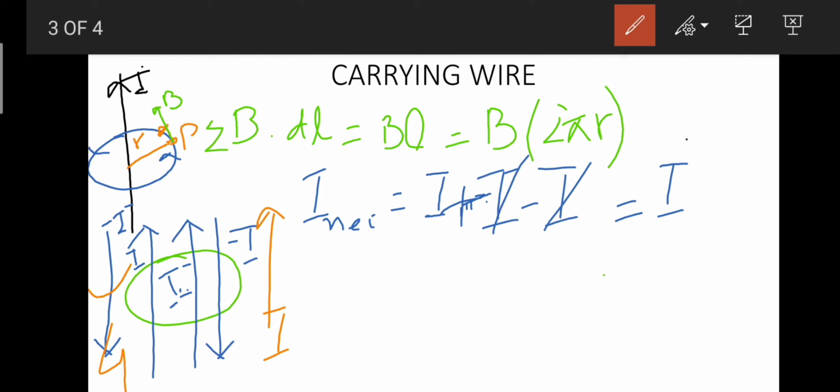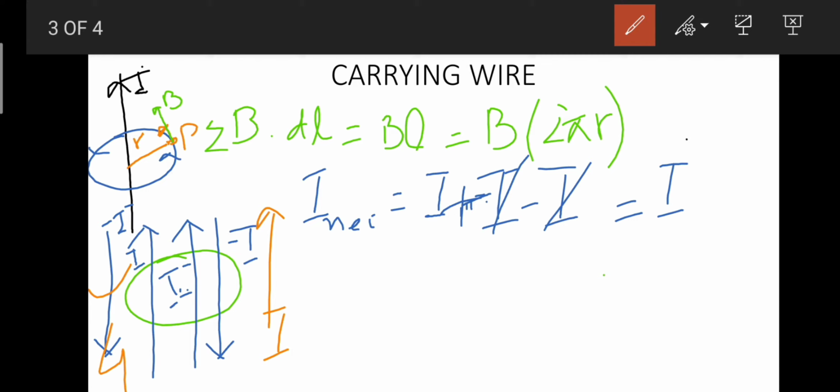So overall, these three wires are going to make the net current effect, and two of them are in the same direction, one is in the opposite direction. So ultimately, the I net would be equal to I. This I is the net current which we are going to put in the Amperian loop formula. I hope you all have understood this particular phenomenon.